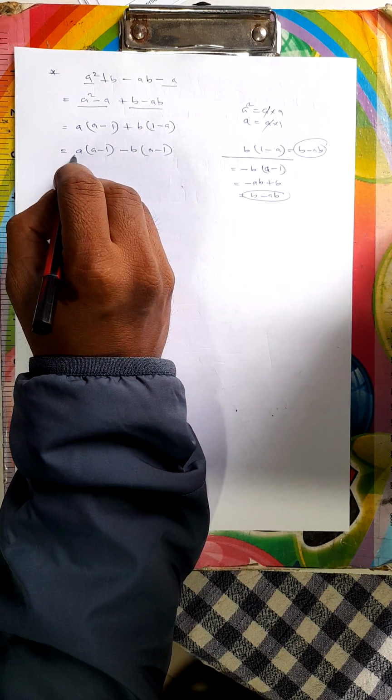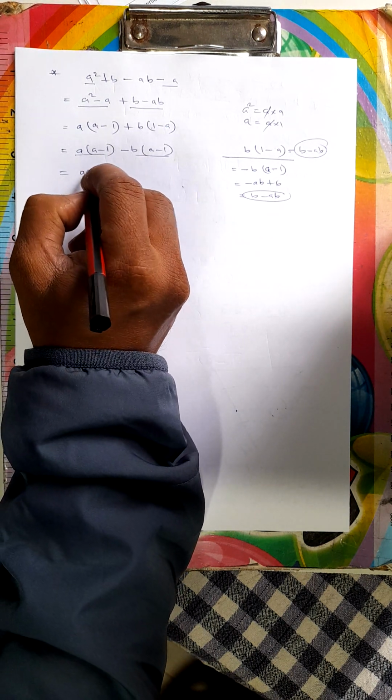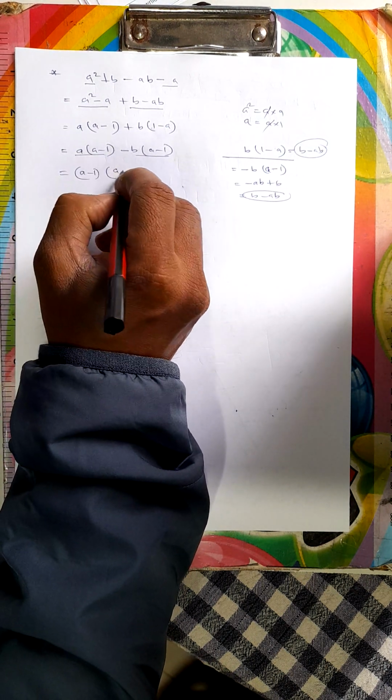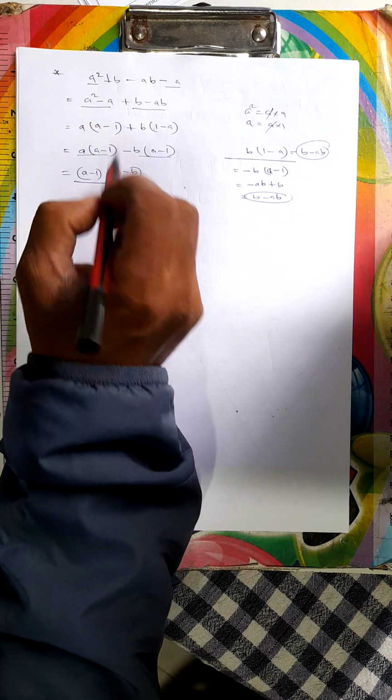So instead of writing this, we are writing here, because in that case we will get a common factor in these two terms. A minus 1 is a common factor, so a minus 1 common, so this is (a minus 1) into (a minus b), right? This is how we factorize this.